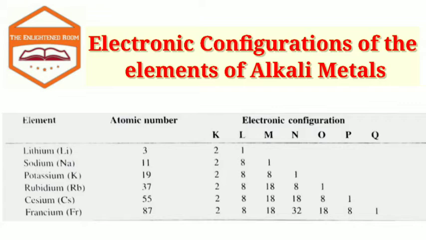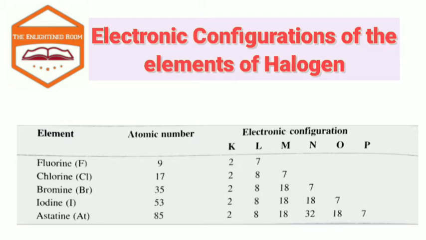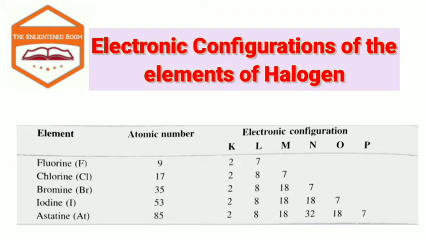You can also take an example of halogens. To know that, take a look at the table of electronic configuration of elements of the halogen family. Here you can see that halogens have 7 electrons in their respective outermost shells, or you can say the valence shells, and have similar chemical properties.